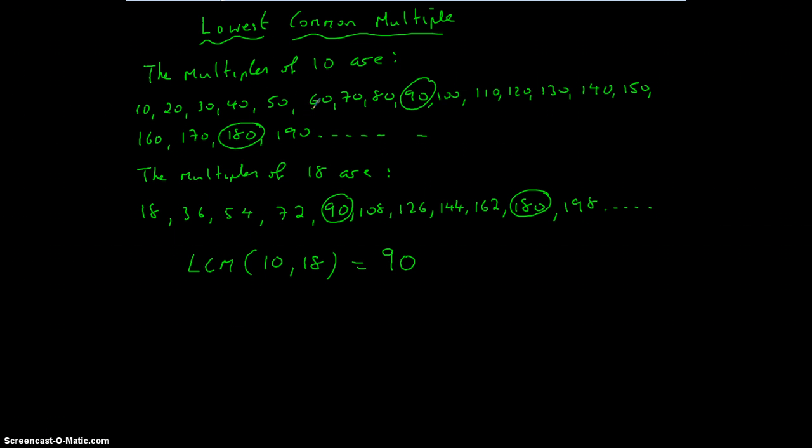But I do think it's important to make sure that we know what we're looking for. The lowest common multiple. We're looking for multiples. We're looking for ones that are common, but we're looking for the lowest multiple. In this case, it's 90. We can see with 10 that we've got all these multiples here, and 180 is common to both 10 and 18, but it's not the smallest one. 90 is the smallest one.